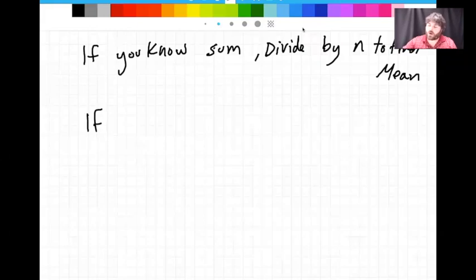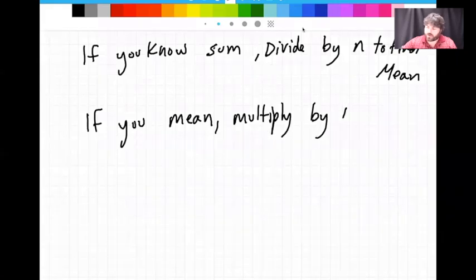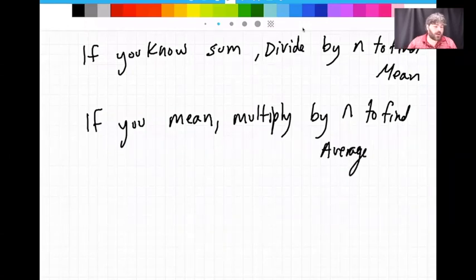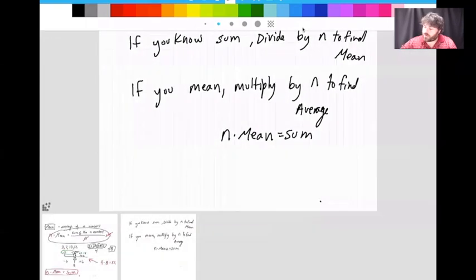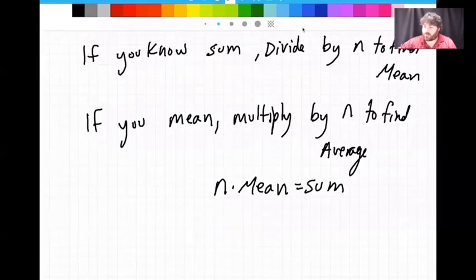All right, if you know the mean, multiply by n to find the sum. Okay, and again, that's just saying that n times the mean is equal to the sum. So if you're looking for the sum and you know the mean, just multiply by the number of numbers. Okay, pretty straightforward. Now there are questions where they don't give you a number, so you're missing a number.